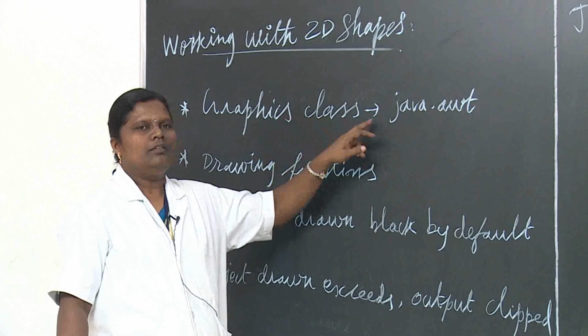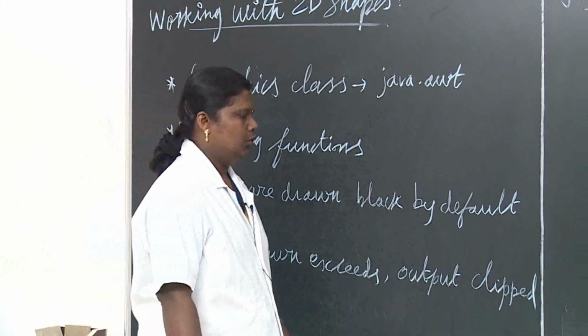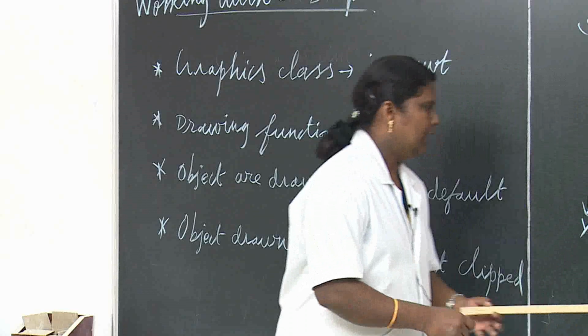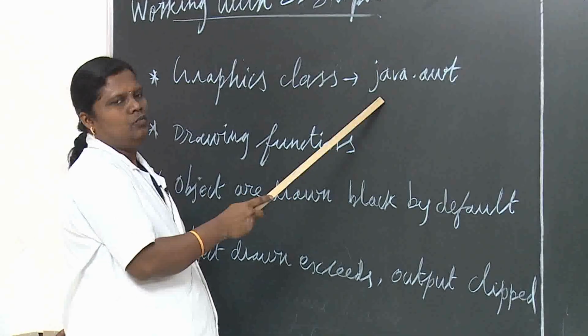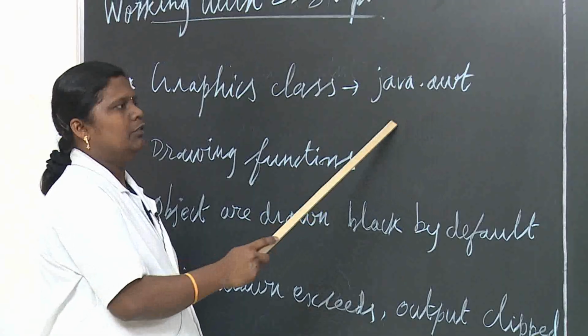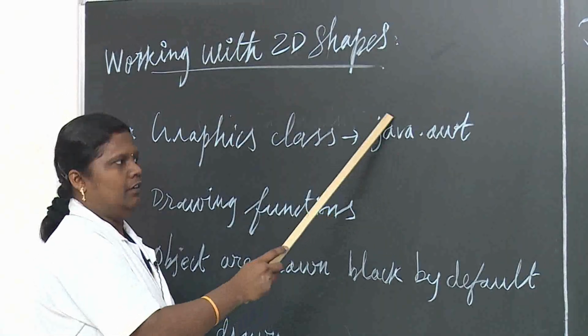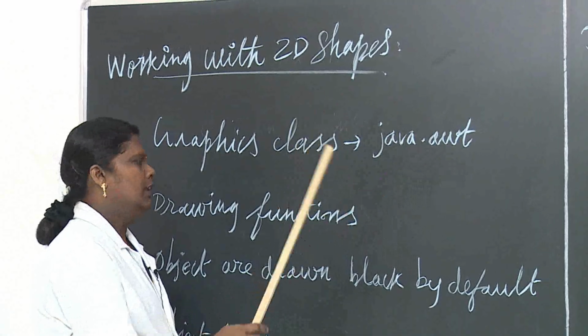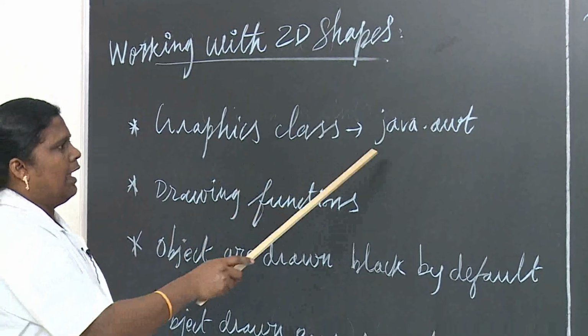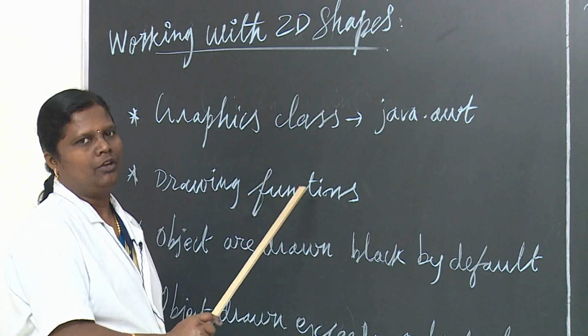This is available within the java.awt package. Here, AWT stands for Abstract Window Toolkit, which is available in the Java package. This is a must before starting the program. We must include this package, java.awt. The second point is that it includes a lot of drawing functions.